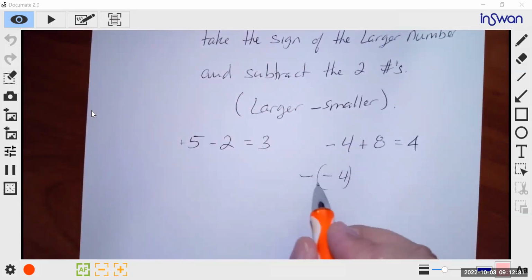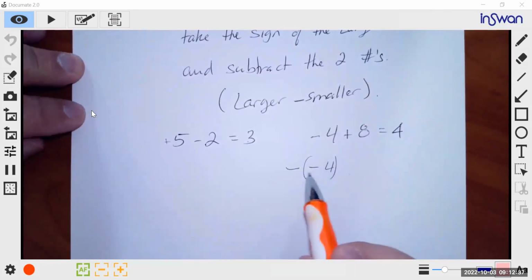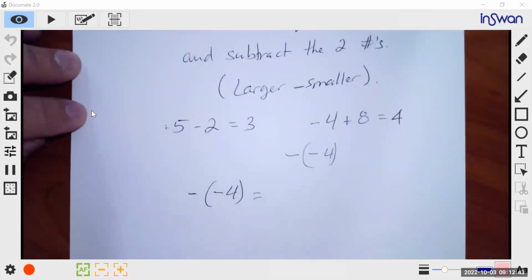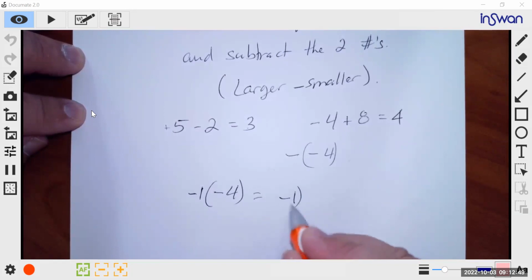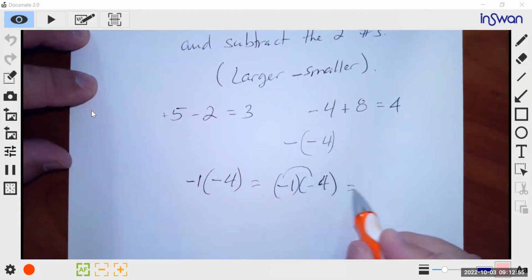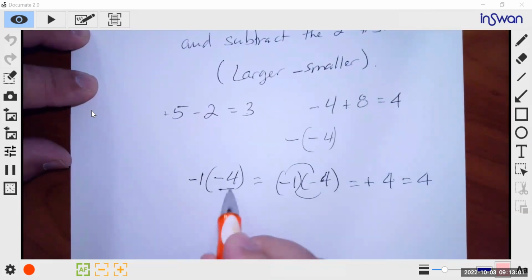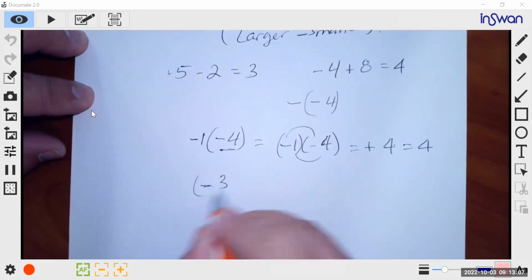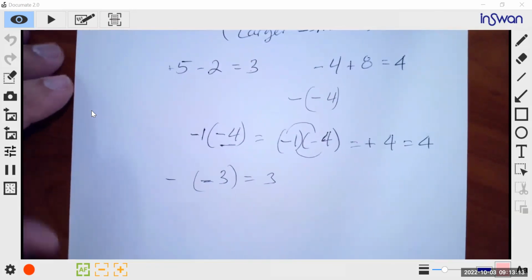Right here? Yes, good question. I was going to get to that in the next section, but yes, this will work. We have negative 4. Whenever you put a negative out in front of it, what this really means is I have negative 1 times negative 4. So negative times negative is a positive. 1 times 4 is 4. So yes, if you put a negative in front of a negative number, it becomes positive.